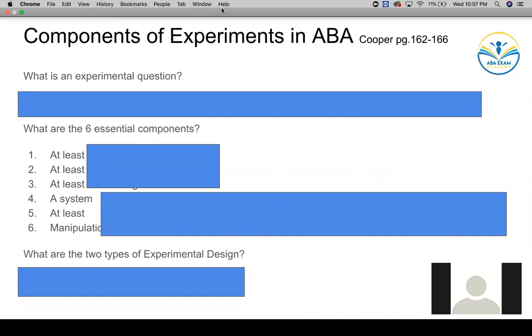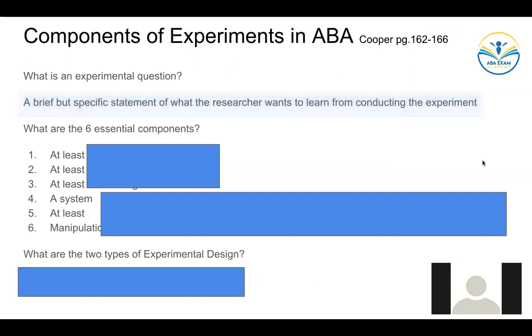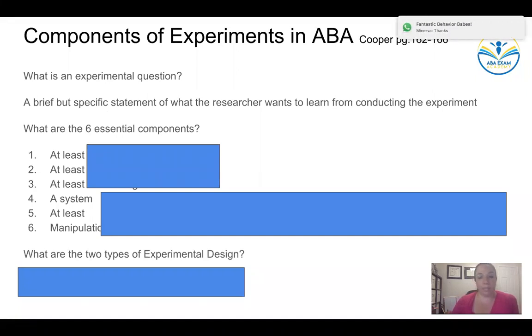Isn't it the behavior that you're going to want to change? Okay, so is the actual question for the behavior? It could be a statement also. Okay, that's good. Yeah, the focus of the research. Right, so what it says in the book is a brief but specific statement of what the researcher wants to learn from conducting the experiment. Nice job.